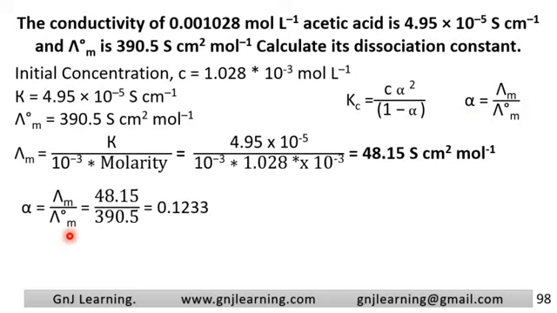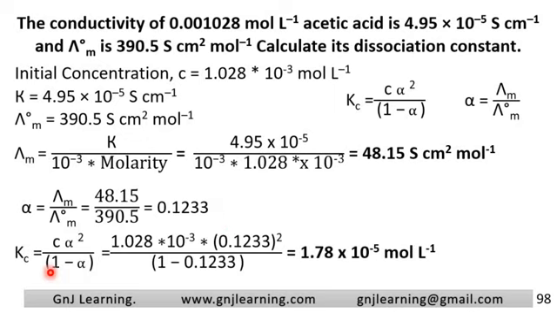Alpha is equal to lambda m divided by lambda m0. And I have got the value of alpha, which is a fraction. And using this, I can go for Kc value. C alpha square, C is given, that is this one, into alpha square of the alpha value we got here, divided by 1 minus alpha, and I could see Kc value. Pause the video and try to do it by yourself and see.